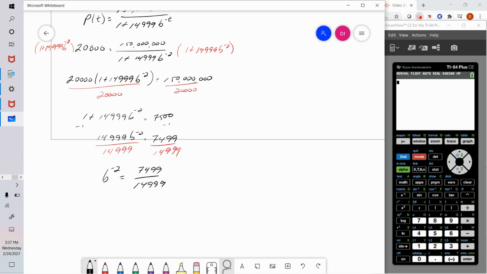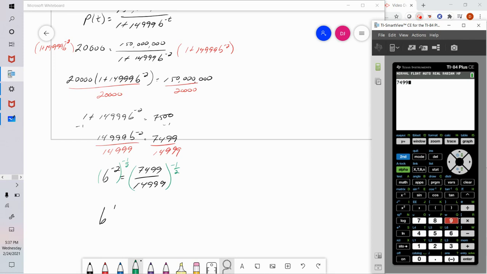And you have a couple of options on what you can do here. If I just want to go straight to my calculator, I need to have b to the first, so I would raise both sides to the negative 1/2 power. And I could just do that, right, 7,499 divided by 14,999, in parentheses, to the negative 1/2 power, and we get 1.414.